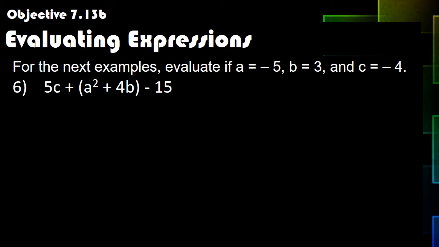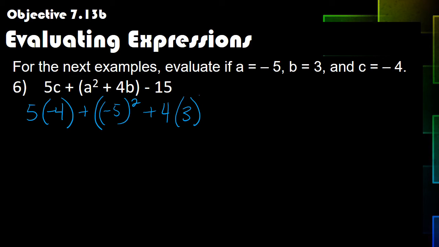And last but not least, we have 5c plus, and in parentheses, a squared plus 4b. That was the end of the parentheses, minus 15. So let's go ahead and fill in our values. For c, we have 5 times negative 4 plus, we have a squared, so we have negative 5, put those in parentheses, squared, plus 4 times 3, and that's all the parentheses right there, minus 15.